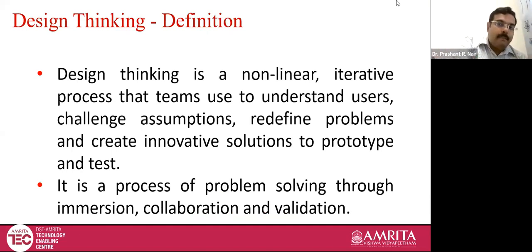Linear means you move from one point to another. You move from A to B and B to C. But non-linear means sometimes you go from A to B and B to C. From C, you come back to A. Sometimes you go back to B and go to C. Then again, you come back to B. Sometimes you have to go back to A. It's a non-linear process. It's an iterative or a repetitive process.